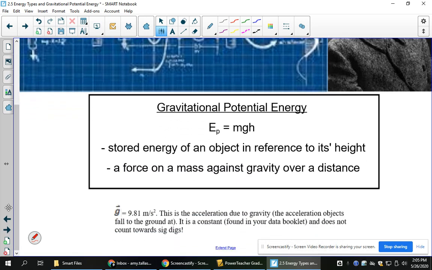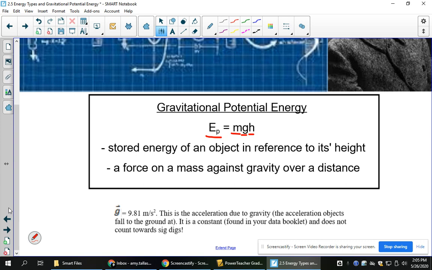So here's the first formula, gravitational potential energy. We call it EP, for energy potential, is equal to mass times gravity times height. So it's a pretty simple formula. You're just timesing everything. So this is going to be stored energy that an object has in reference to its height. So if you think about going to the swimming pool, would you have more stored potential energy if you were on the 1 meter diving board or the 5 meter diving board? Pretty obvious. We'd have more energy the higher up we are. Okay, so height has a big thing to do with that.